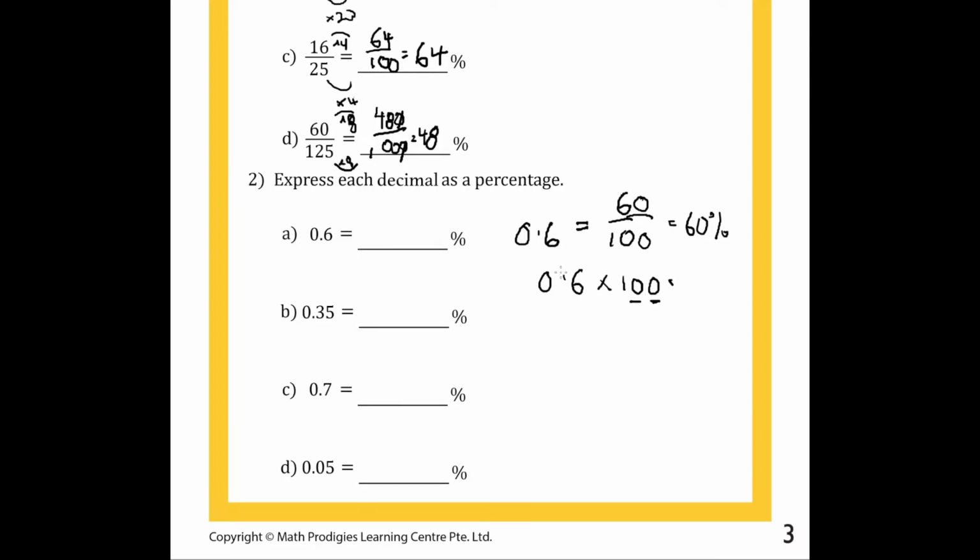That's right. It will jump 2 times, but to the left or to the right? This time it will jump to the right. So what will happen? There will be a 60 here, the decimal point, 60.0, giving you the answer of 60%.